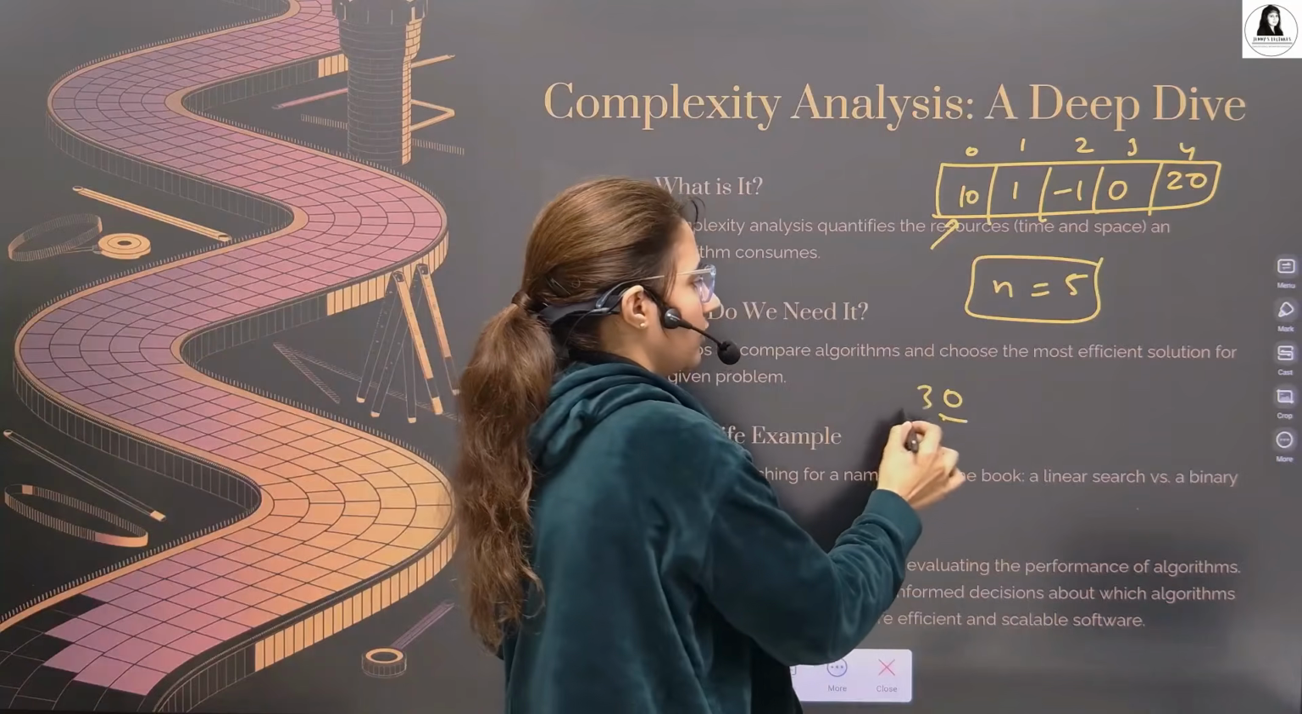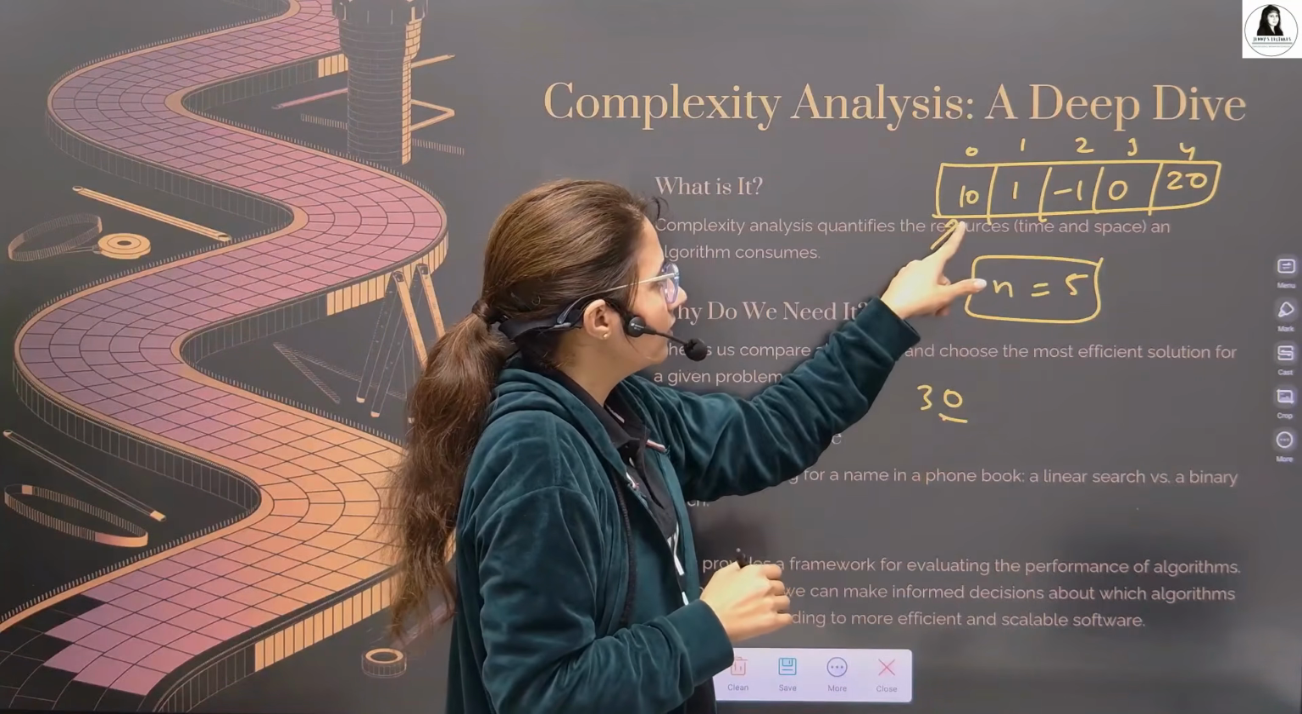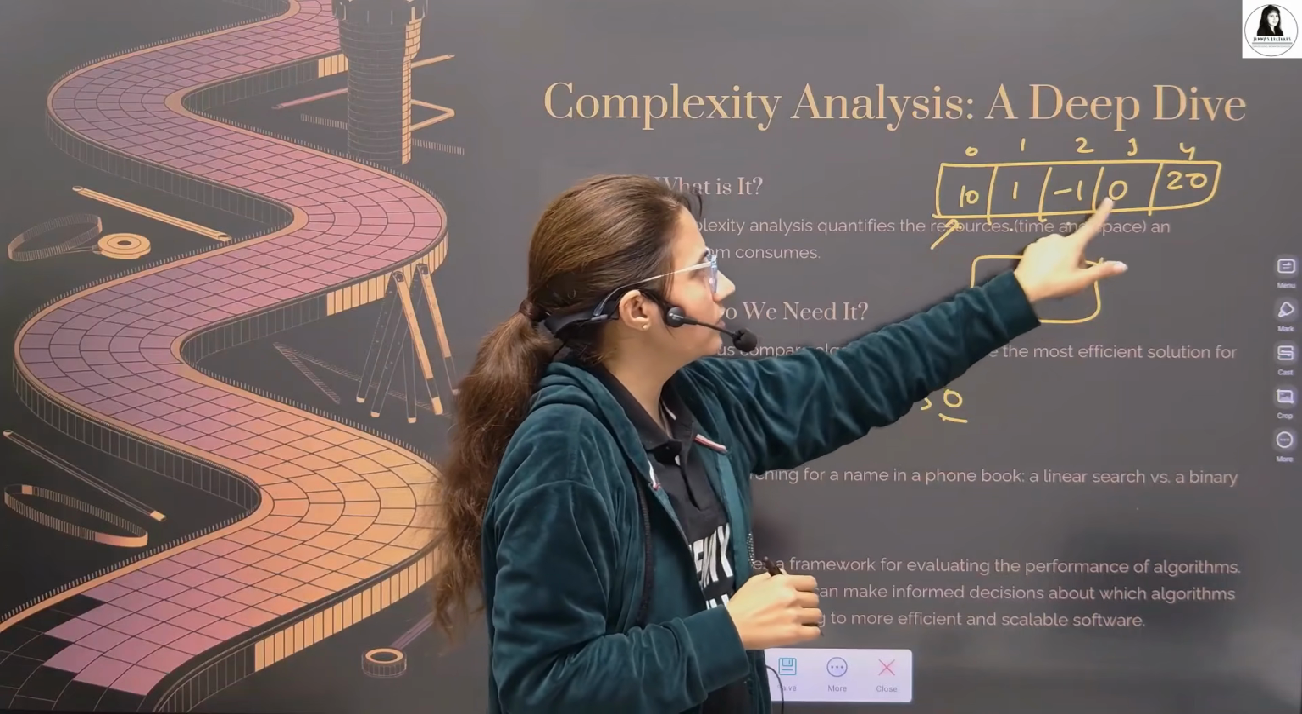If you are searching for 30, then again compare with the first. Is this 30? No. Is this 30? No. Is this 30? No. Is this 30? No. Is this 30?